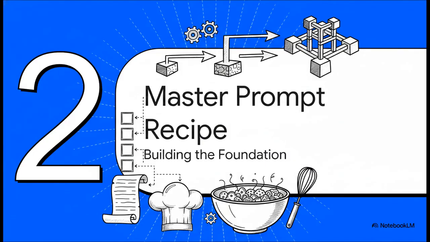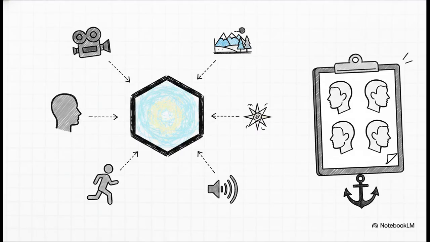Moving right along to section 2, the master prompt recipe, where we build our absolute foundation. What's super interesting here is that talking to AI actually requires a highly structured formula if you want consistent results. You really can't just throw a word salad at the prompt bar and hope for a masterpiece, right? You need a recipe. And every master prompt absolutely must contain these 6 crucial ingredients: camera, subject, action, setting, style, and audio. If you leave even one of these out, you're leaving a massive creative decision up to the AI. And honestly, that is exactly where consistency falls apart.